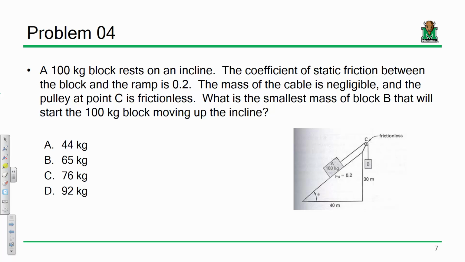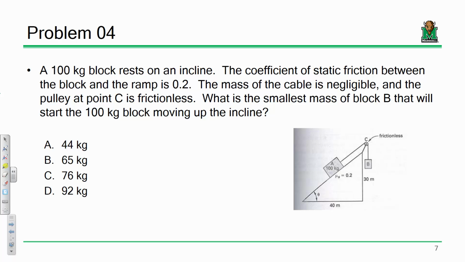The mass of the cable is negligible and the pulley at C is frictionless. What is the smallest mass of block B that will start the 100 kilogram block moving up the incline? So we have a block here, and we keep increasing its weight. What does the mass of that block have to be before it starts moving? Now I know the problem's asking for a mass, but if it says kilograms and you're dealing with forces, just convert it to a weight.